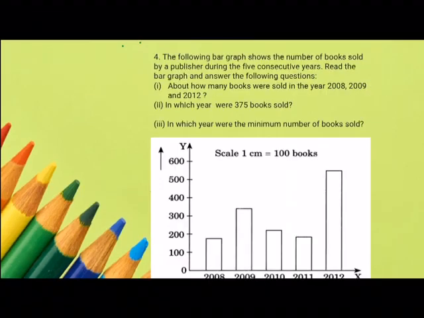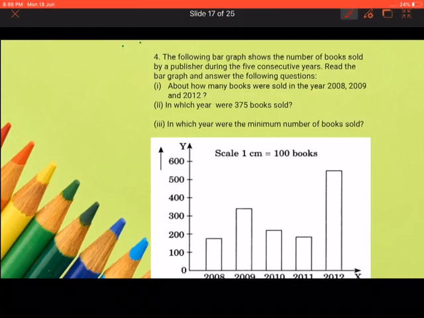Now the next question is regarding bar graphs only. The following bar graph shows the number of books sold by a publisher during 5 consecutive years. Read the bar graph and answer the following questions. About how many books were sold in the years 2008, 2009 and 2012? In 2008, I can see 150 books were sold.